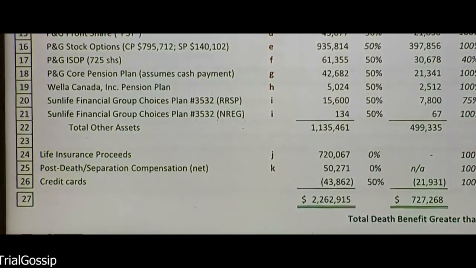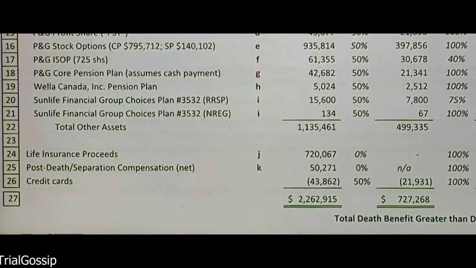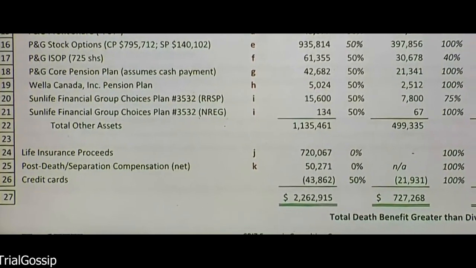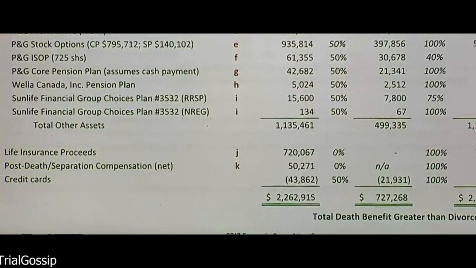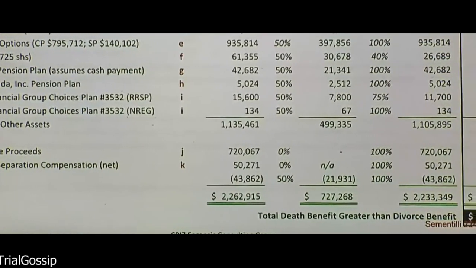So in this case, again, we're only looking at the portion of the life insurance that was designated by the victim for his wife. She gets the full 100% of it, which is $720,067. That's correct. Okay. So the difference is that amount. That's right, because there's nothing payable upon divorce. Right.